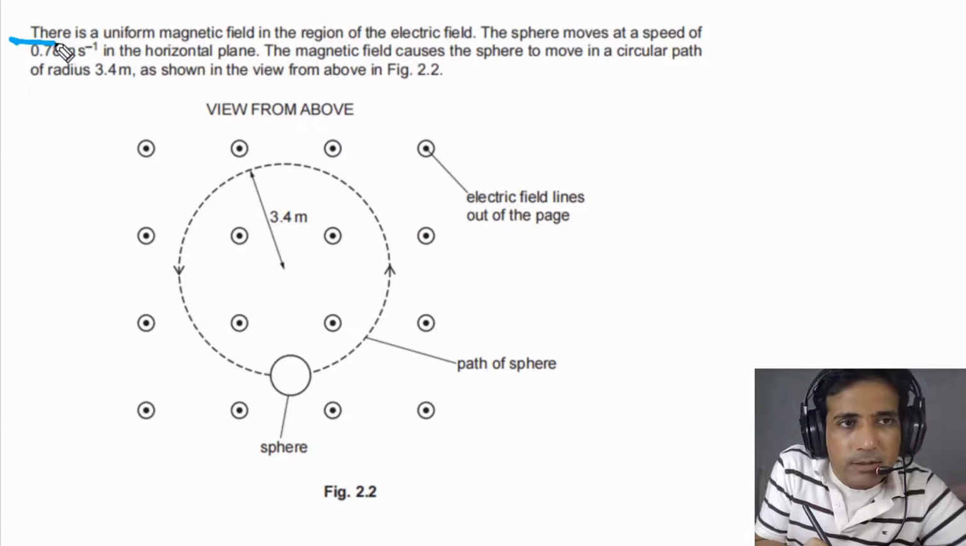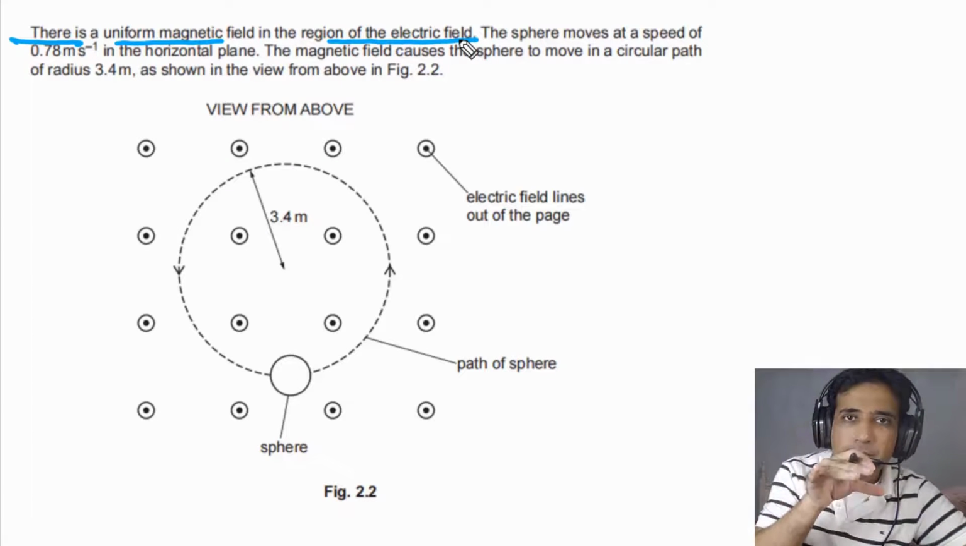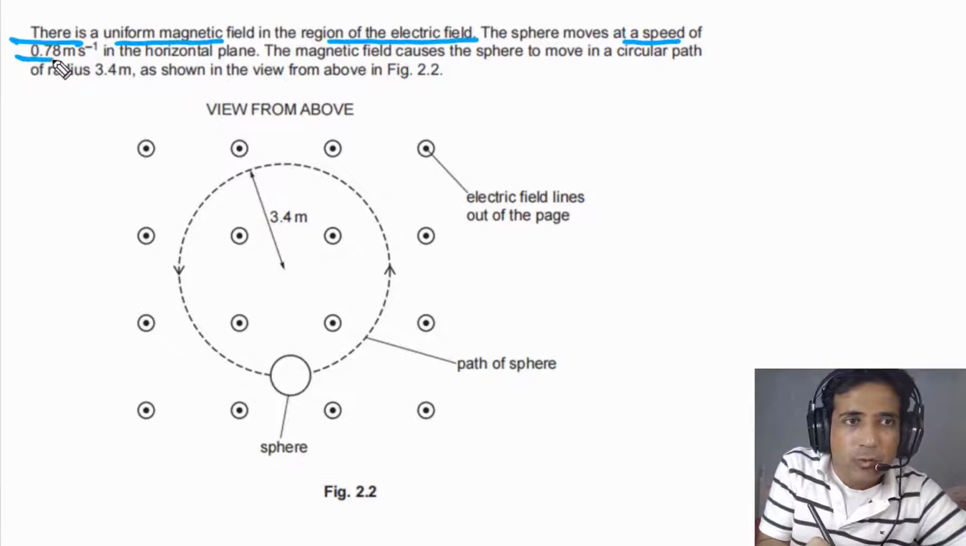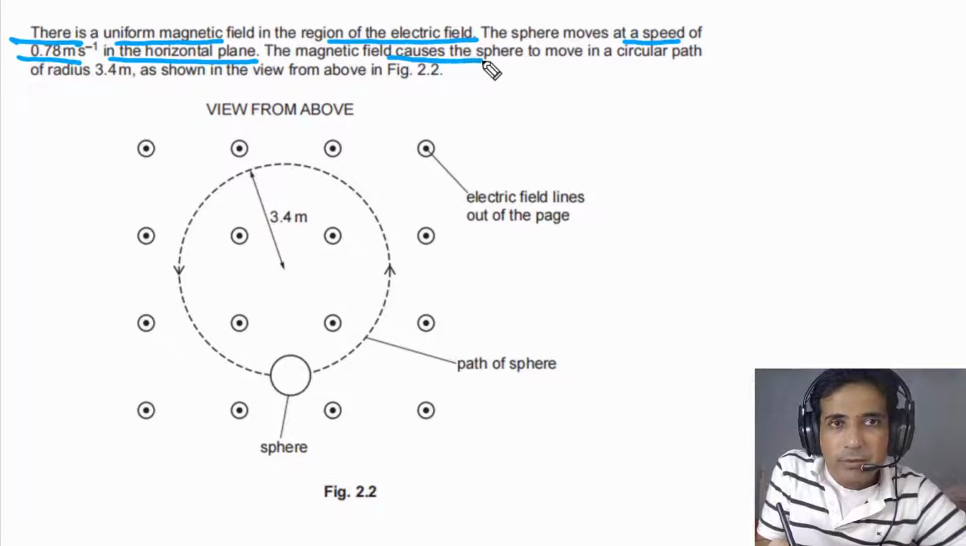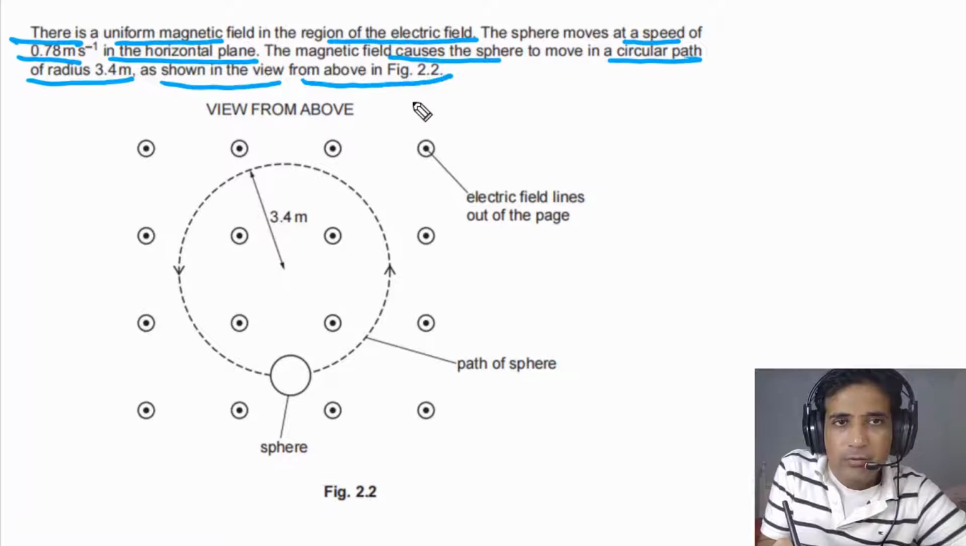For this question, it is also given to us there is a uniform magnetic field in the region of the electric field. It means in the same region we have electric field that is uniform. We also have magnetic field, and magnetic field is also uniform. The sphere moves at a speed of 0.78 meters per second in the horizontal plane. The magnetic field causes the sphere to move in a circular path of radius 3.4 meters as shown in the view from above in figure 2.2.